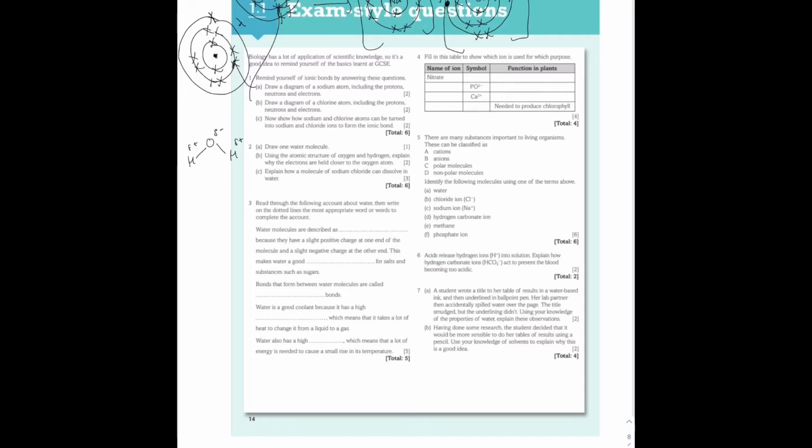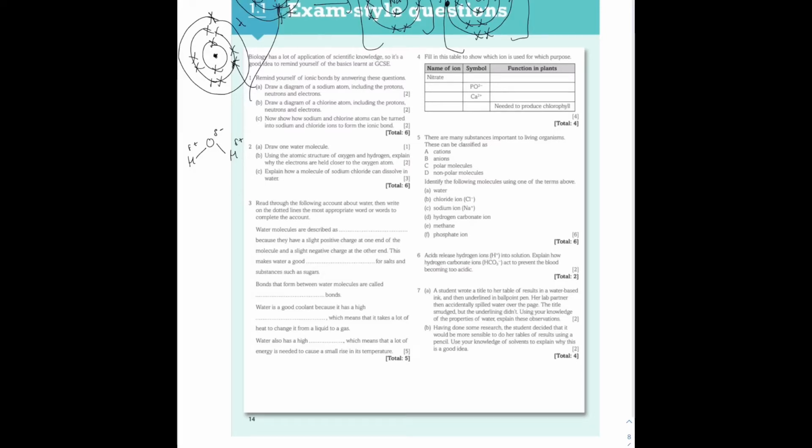Using the atomic structure of oxygen and hydrogen, explain why the electrons are held closer to the oxygen atom. Okay, so we went through this. The electrons are held closer to the oxygen atom because it has 8 protons in its nucleus, which is more than the hydrogen atom, which has 1 proton. And so therefore, because of electronegativity, the negative electrons are attracted to this more positive area.